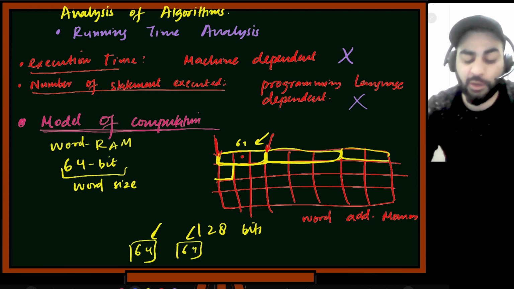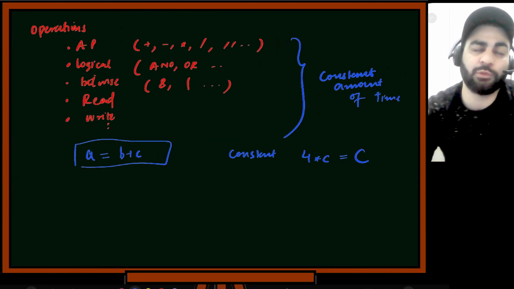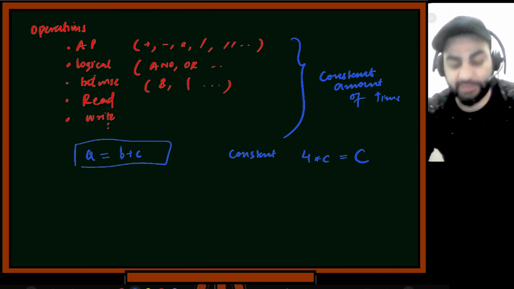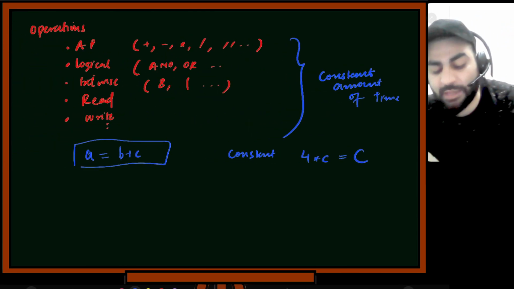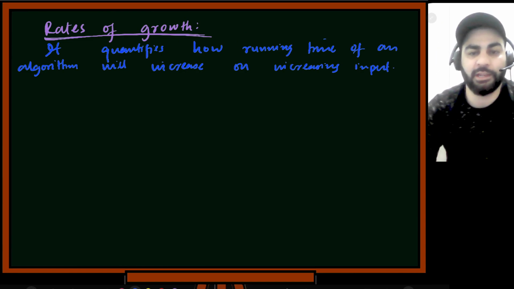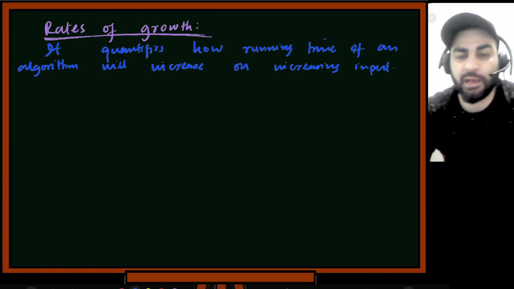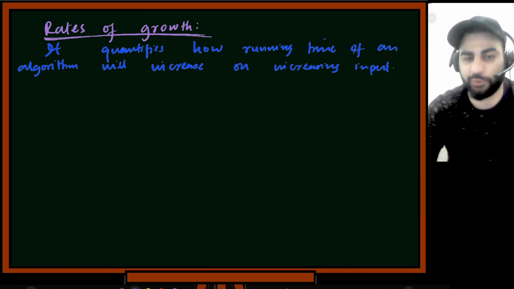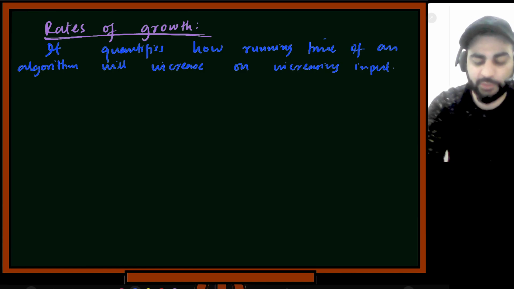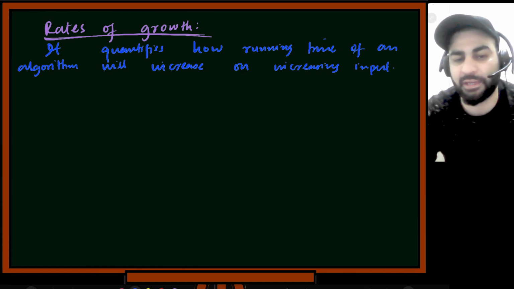And even if you just count the number of statements, again it will be language dependent. So what I'm saying is that rate of growth gives you a tool, so that you can quantify how the running time will increase on increasing the input. Let's suppose we now quantify them as functions. This is purely a mathematical concept.